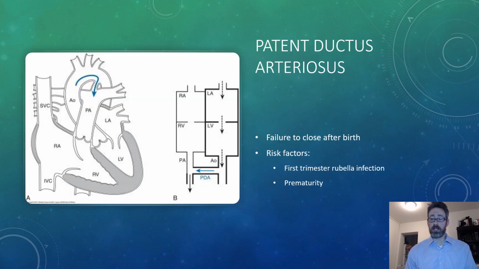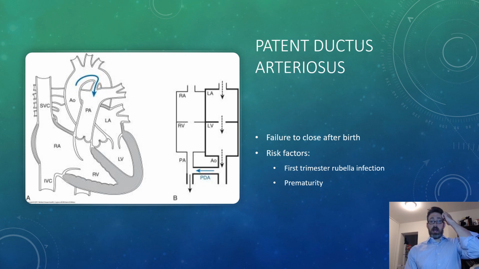The third one on my list for acyanotic lesions is the patent ductus arteriosus. Okay. Now, recall again that when we talk about acyanotic lesions, they're acyanotic because the shunting is from left to right, where we're taking oxygenated blood and moving it into the right side of the heart, which just goes through the lungs again and back to the left side.